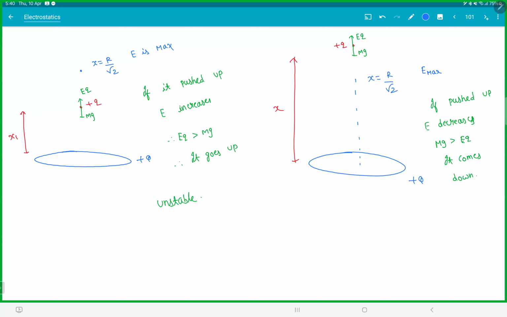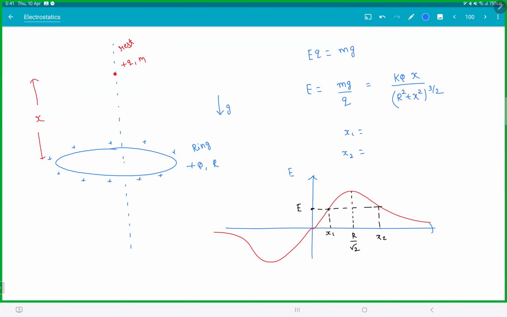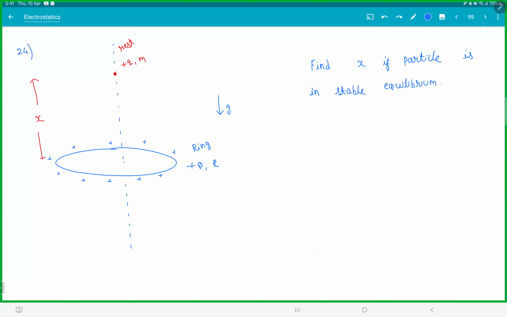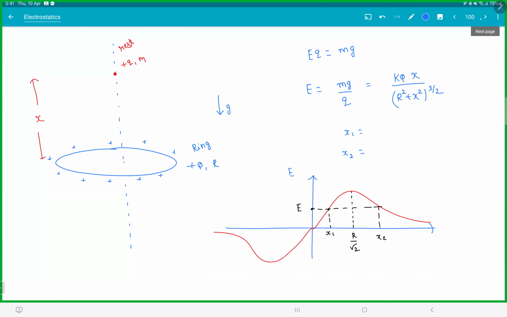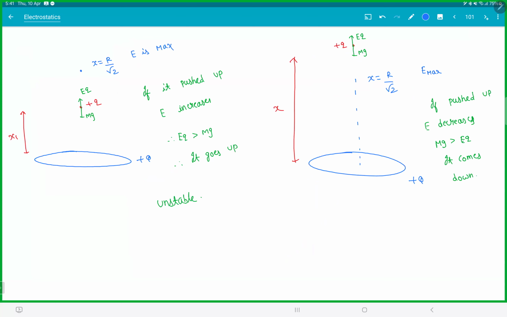You're getting what I'm saying? It is the other way around. A gives B, B doesn't give A. Is this clear, everyone? Got the question? So the question looks easy, like EQ is equal to mg, but the moment I add the word stable equilibrium, suddenly there's a confusion between 2 answers. Next one.